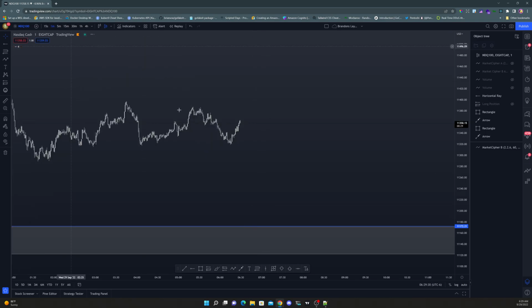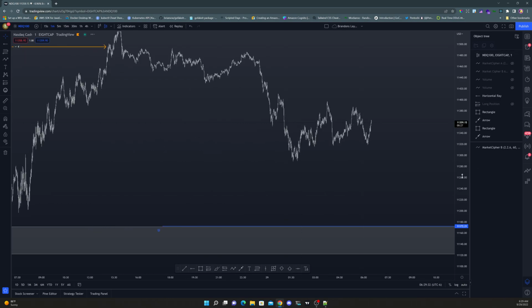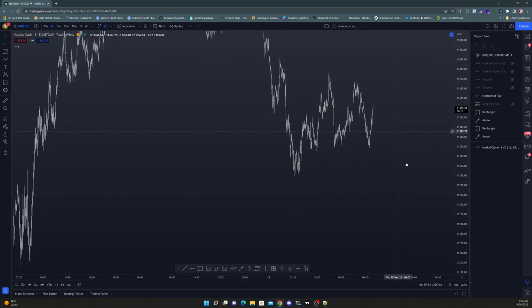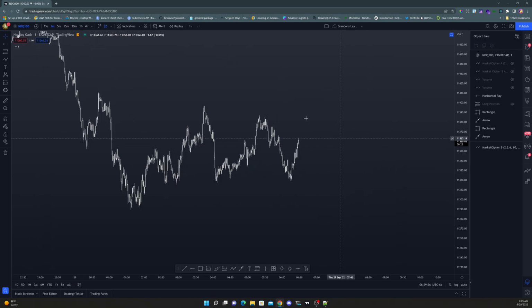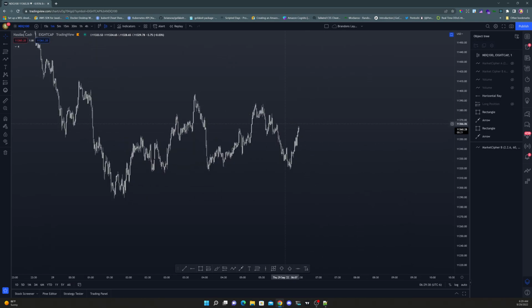So what do we want to do? We want to look for a reason to go down to there. So let's do that. We have our structure going like this. It comes down, comes up, lower high, higher high. Then finally we break back down, lower low, lower high, lower low, lower high, lower low, lower high.